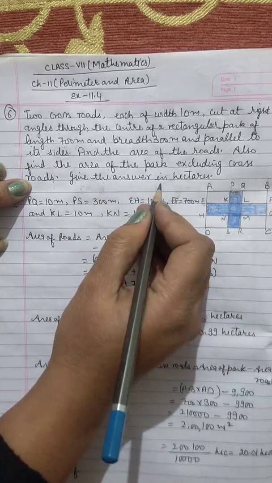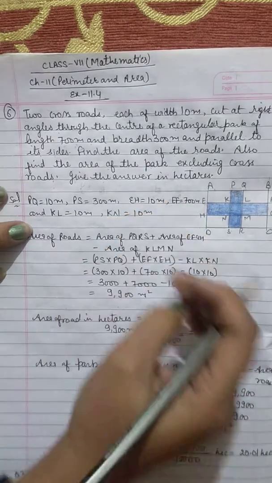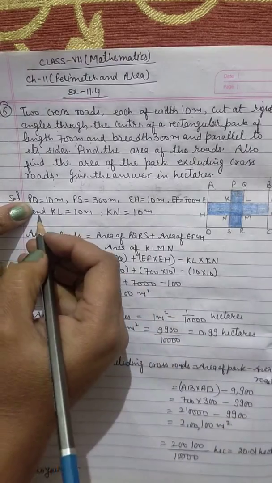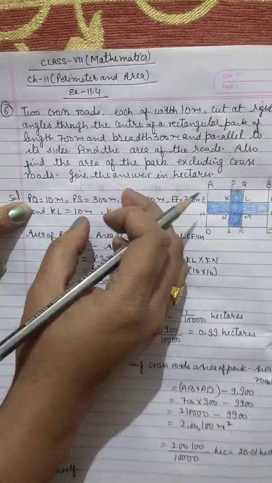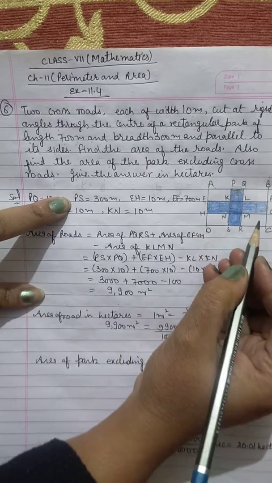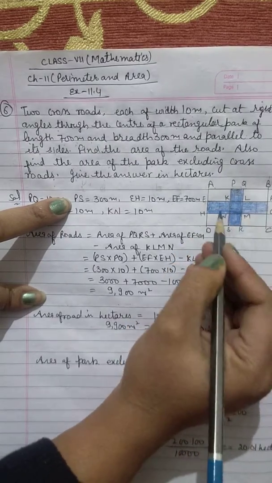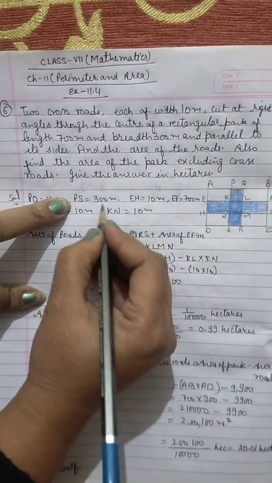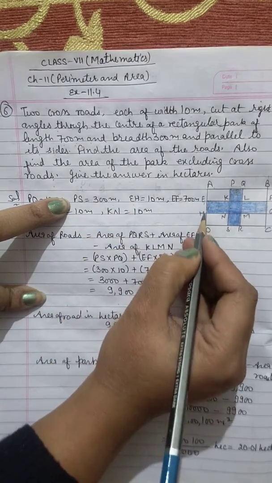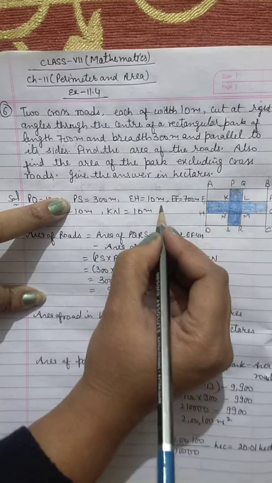Give the answer in hectares, so after that we will convert our answer into hectares. So first of all, we'll write what is given. PQ is given as 10 meter. This one is 10 meter. And PS, because this road is parallel to these two lines, is 300 meter. And EH, E and H, again as we know the width of the road is 10 meter, so it is 10 meter.